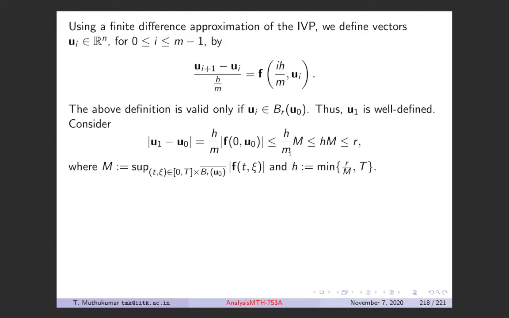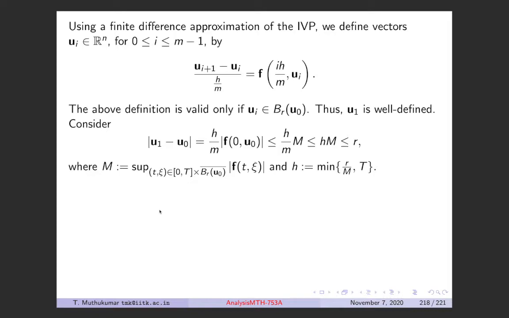Now, I said we have to choose the h, right? So far we have not chosen h. We have to find an h such that some solution exists. So this h is chosen such that, r is the radius of the ball which I started with, the domain of the second argument of f. So h is the minimum of r over M comma T. All these are given: r is given to us, T is given to us, M is the supremum of f. So this h is the minimum of r over M comma T.